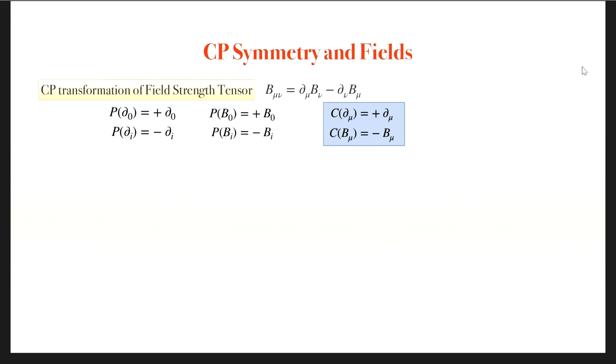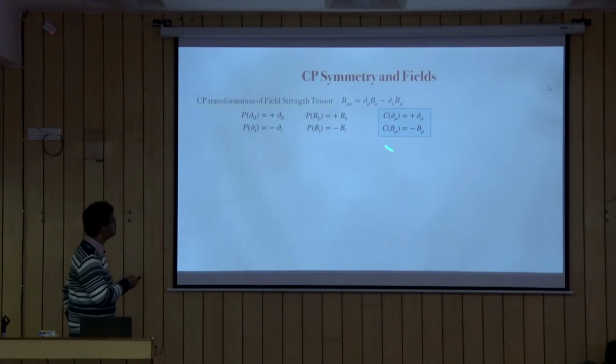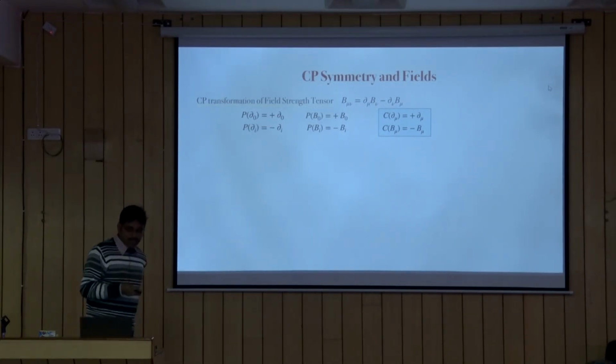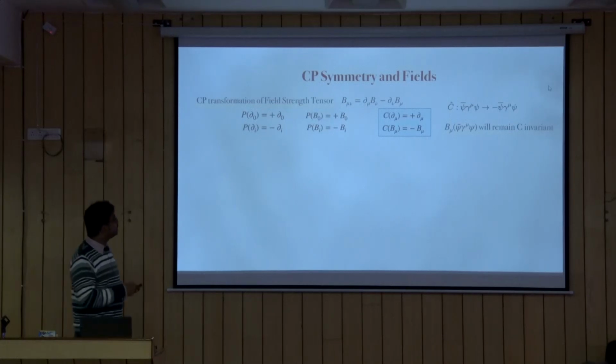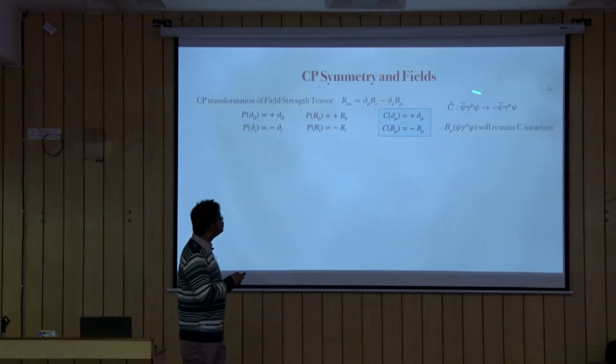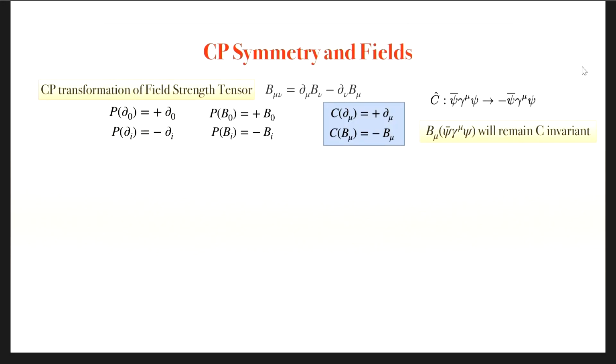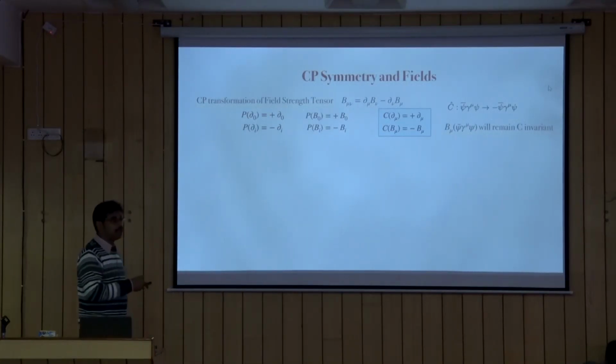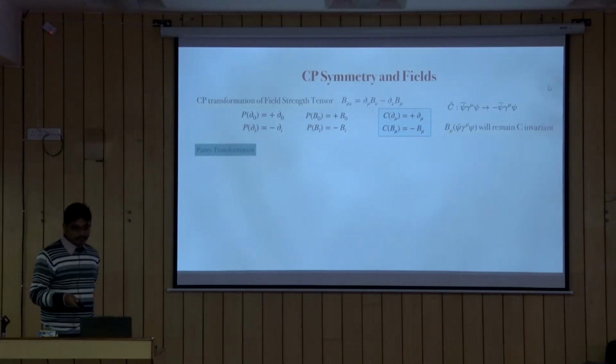Now here you would like to ask the question: why does the charge conjugation on B mu give you a minus B mu? The answer is as follows. When you do this charge conjugation operator on psi bar gamma mu psi, it actually picks up a negative sign. And if you want your B mu psi bar gamma mu psi to remain invariant under C, then the B mu has to pick up a sign under the charge conjugation.